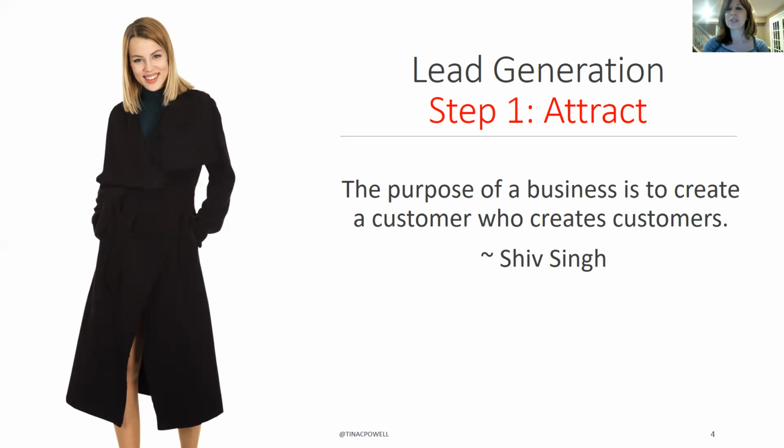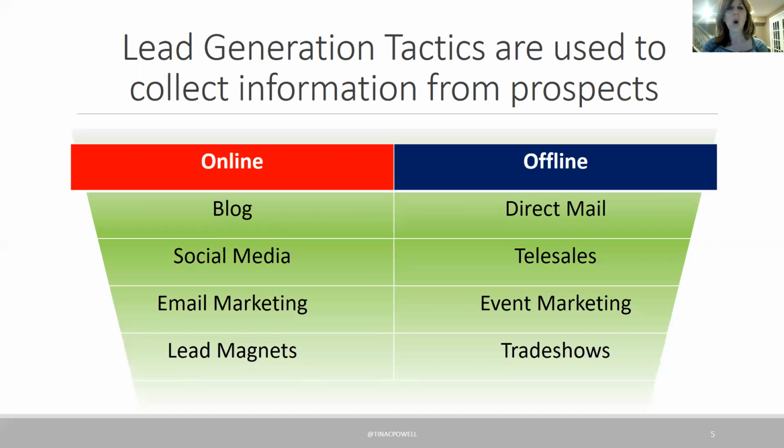So lead generation, the first step is attracting the right type of customer. Here you can see one of my favorite quotes, from Shiv Singh: the purpose of a business is to create a customer who creates customers. So it's all about attracting the right type of customer, and that is what helps us create customers as well. We're going to talk about how lead generation tactics support finding that right type of customer, aiming our marketing towards that ideal customer. And the way that we can do it is through offline and online mechanisms.